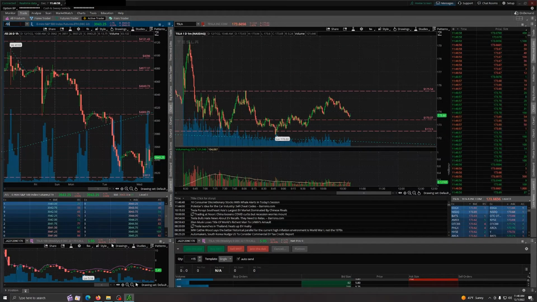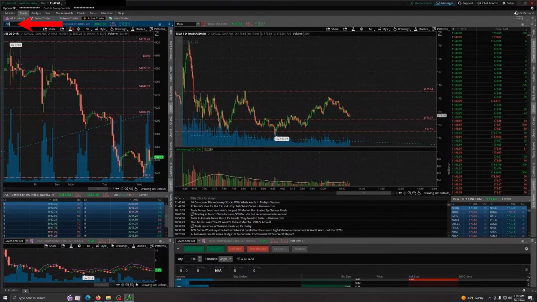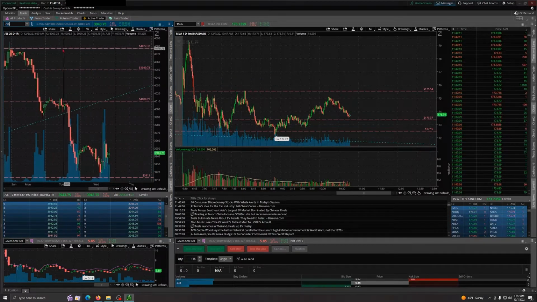The left side has ES, which is futures, right? You can change this to NQ or SPY. It's whatever your preference is. I like to look at ES. The idea about this chart is if the market's trending downward, I will love to play the downside on a stock, just to validate a trade.